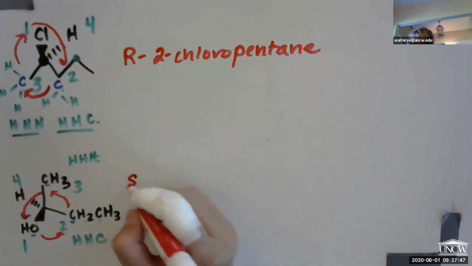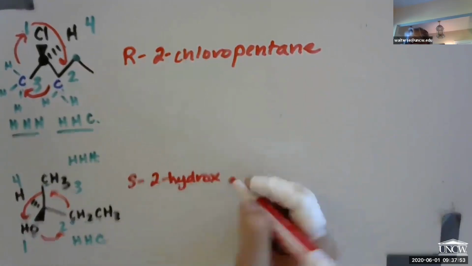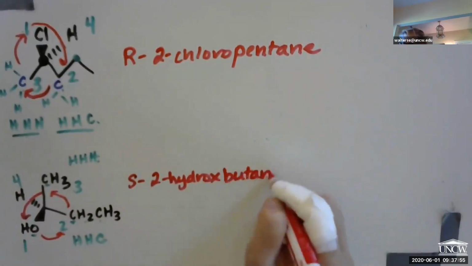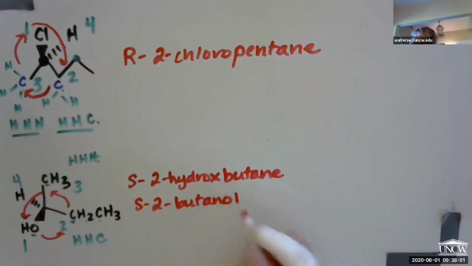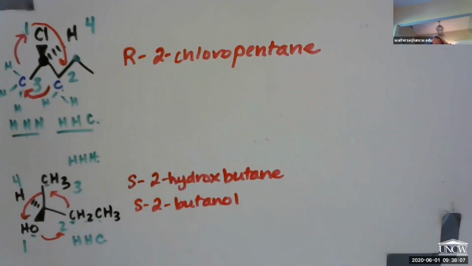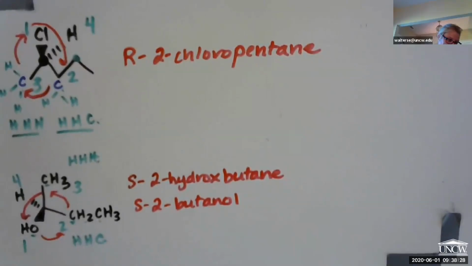So this is S. It has 2 names: 2-hydroxybutane, or you could call it S-2-butanol. Are there questions about that one? Because now what we're going to do is put the hydrogen on a non-dash bond, and add in a multiple bond. And then I'll give you some practice.